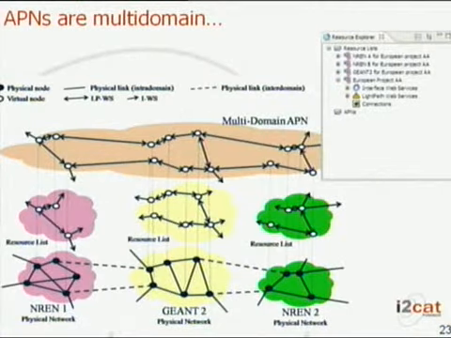So this picture on the left shows at the bottom the three physical networks, NREN2, GN2, and NREN1, which have given a subset of their resources through these three resource lists in the middle. The user has joined these three resource lists to create a multi-domain APN where he can change the topology and connect the resources in any way he wants.